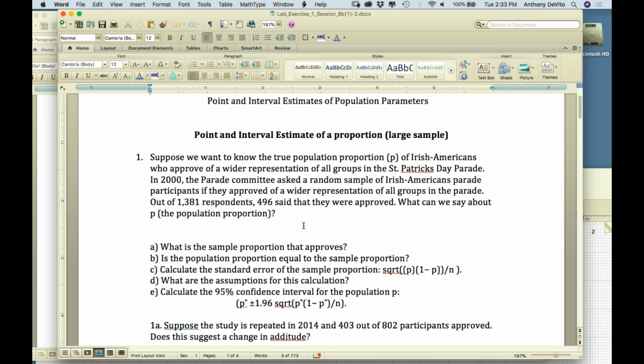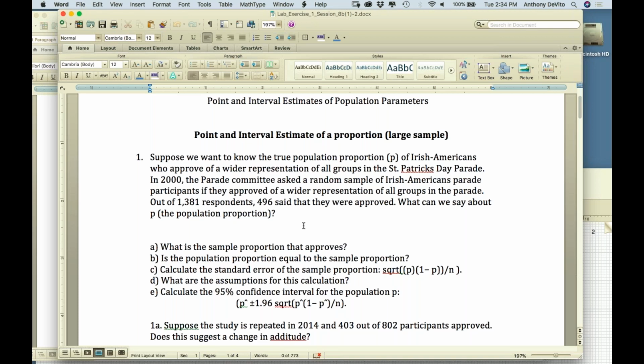Okay, suppose we want to know the true population proportion of Irish Americans who approve of a wider representation of all groups. This was a big issue in New York 15 years ago. The St. Patrick's Day parade, they would not allow gay groups to march in the parade as a group. It became a big issue. There was a lot of debate about it. It's a privately held parade, although the city provides security and that kind of stuff.